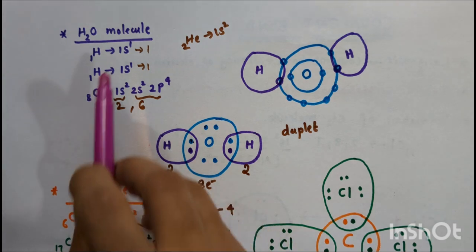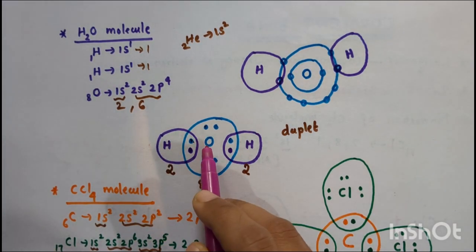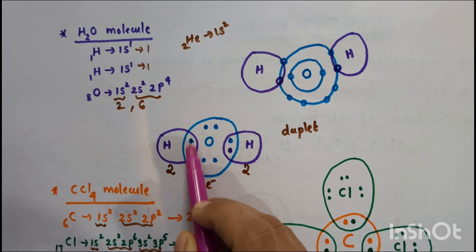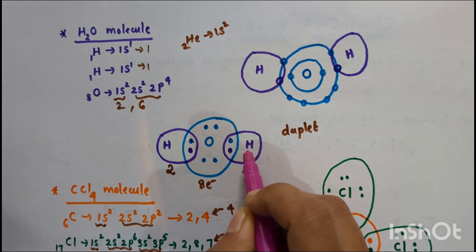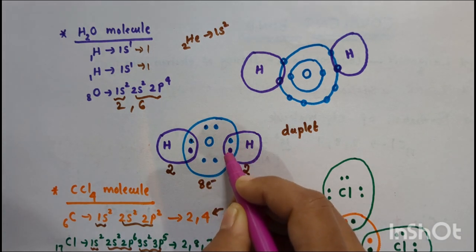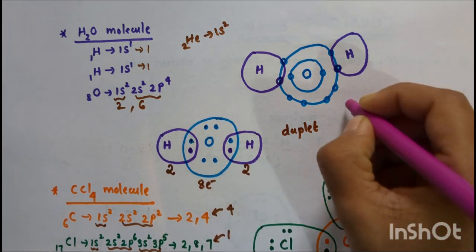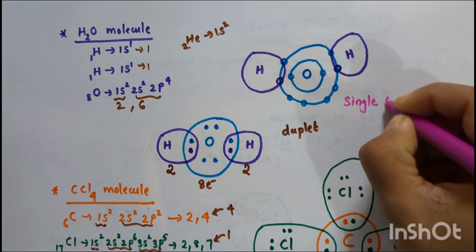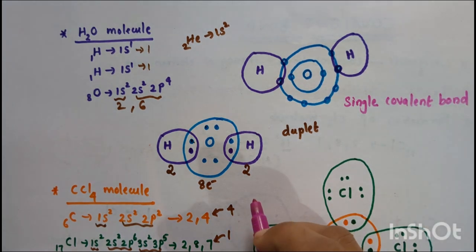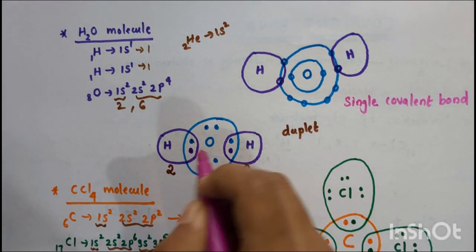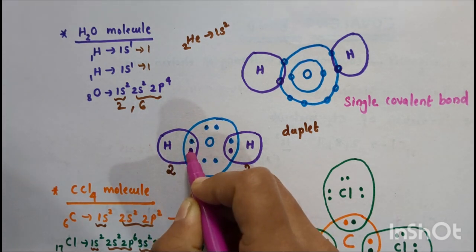Now in the water molecule, the hydrogen and oxygen atoms share 1 electron pair, that is, 2 electrons. Similarly, this oxygen atom and this hydrogen atom also share 1 pair of electrons, or 2 electrons. So they are said to be joined by a single covalent bond. That is, in the water molecule, the hydrogen atoms and the oxygen atom share 1 pair of electrons. The 2 atoms share 1 pair of electrons between them.